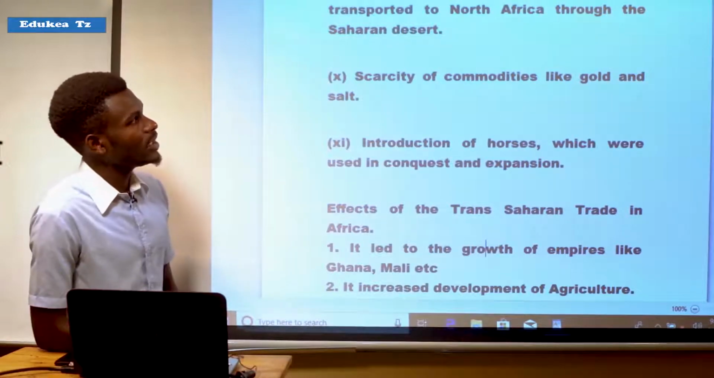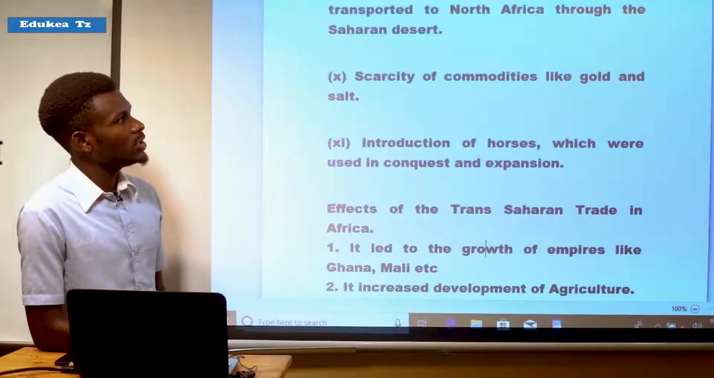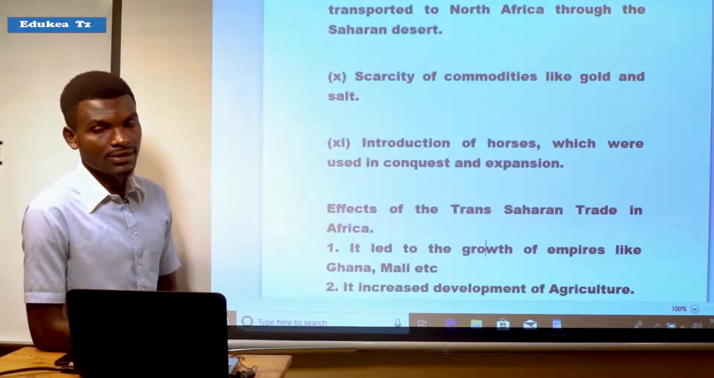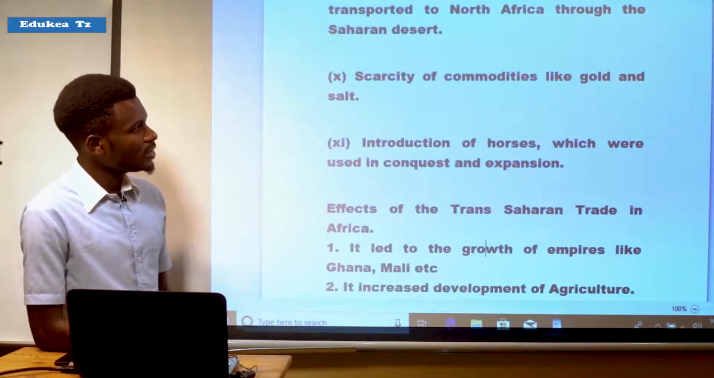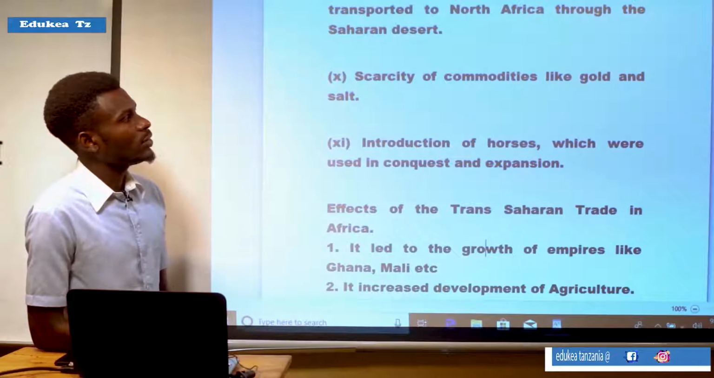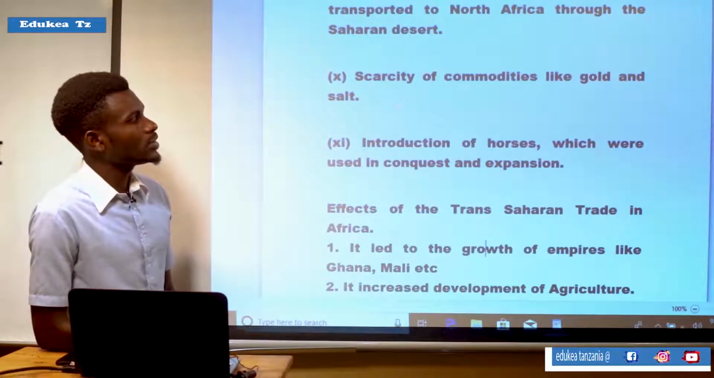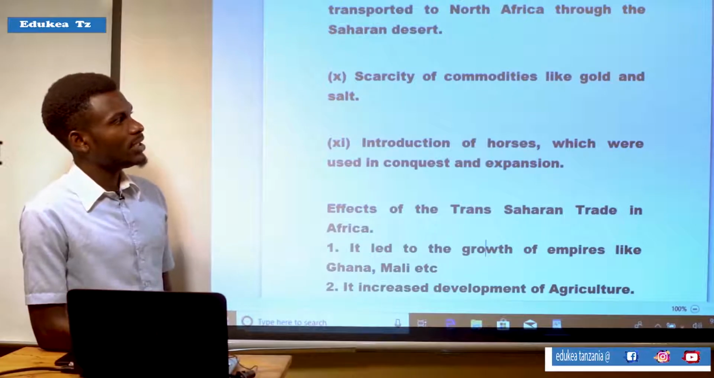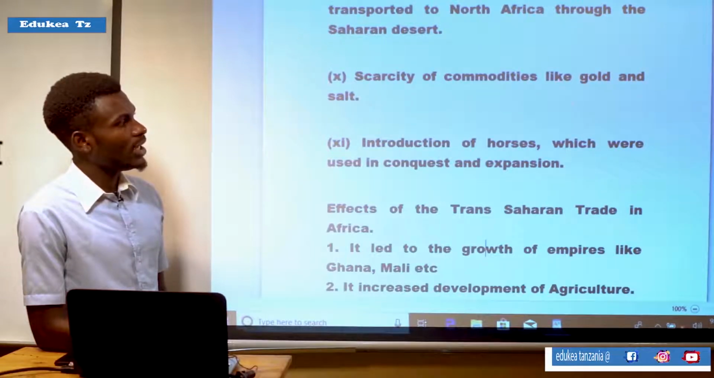So it means that as a result, everything that was produced from the forest zone was easily transported to North Africa through crossing the Saharan Desert, and hence that marked the development of the trade. Also, scarcity of commodities like gold and salt. It means that the scarcity of commodities like gold and salt made the trade develop, because there are some communities that were producing such commodities, and that made the trade proceed, because gold and silver were in high demand. And that made the development of the trade.